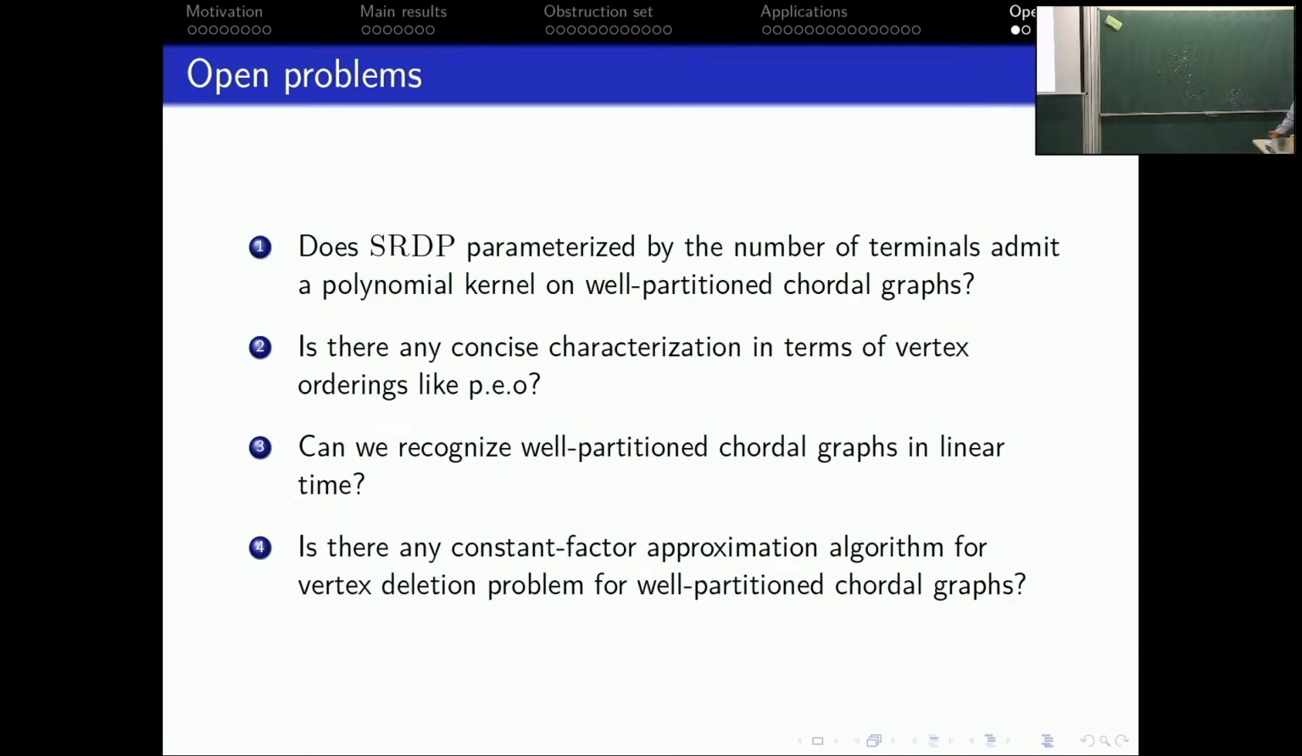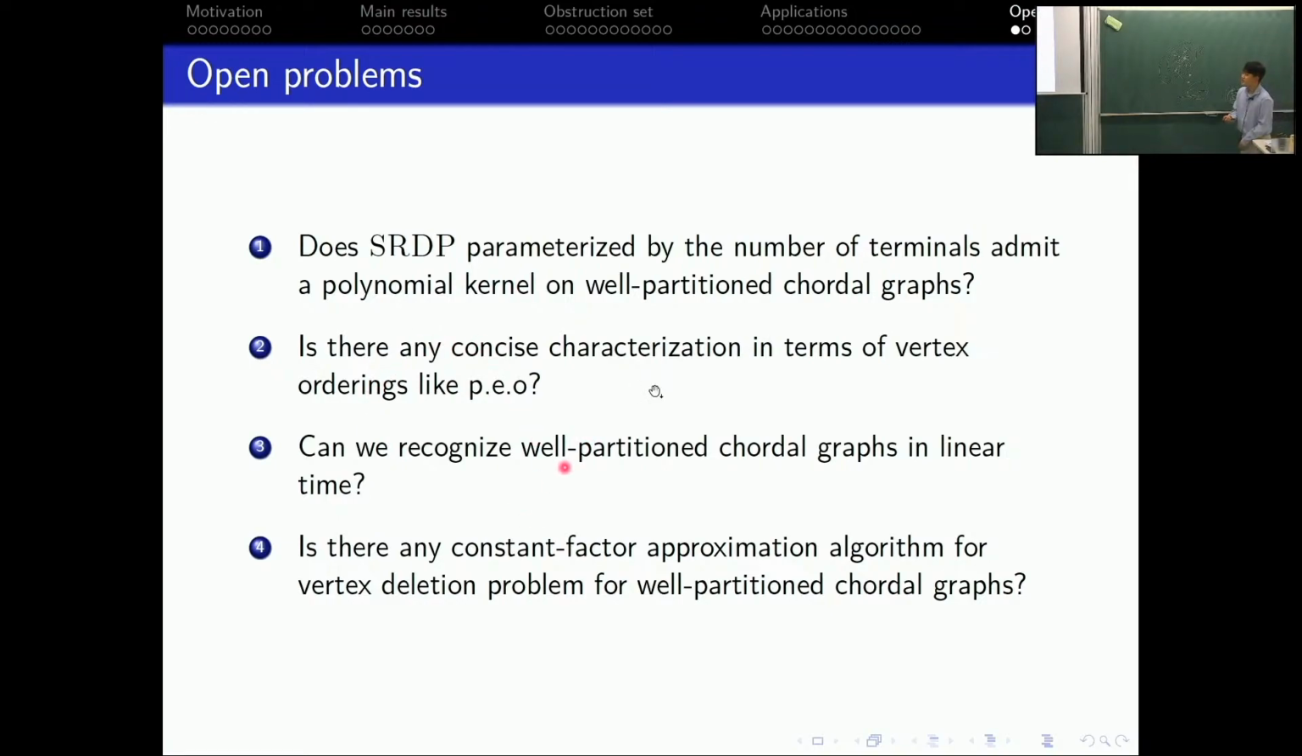So let me finish my talk with some open problems. Remind that one question is whether the set-restricted disjoint paths problem, parameterized by the number of terminals, admits a polynomial kernel on well-partitioned chordal graphs. And note that chordal graphs are characterized by the perfect elimination ordering.